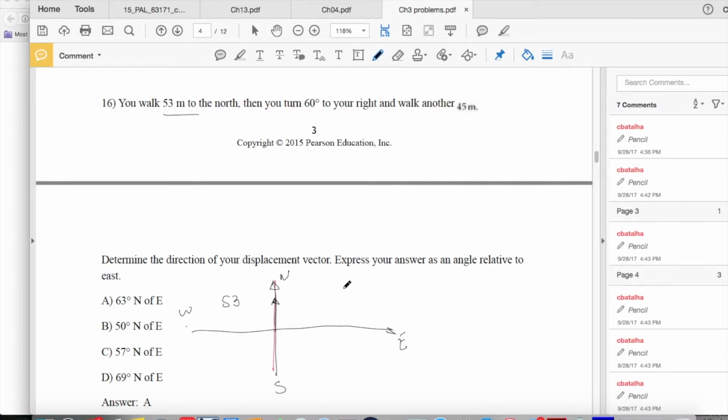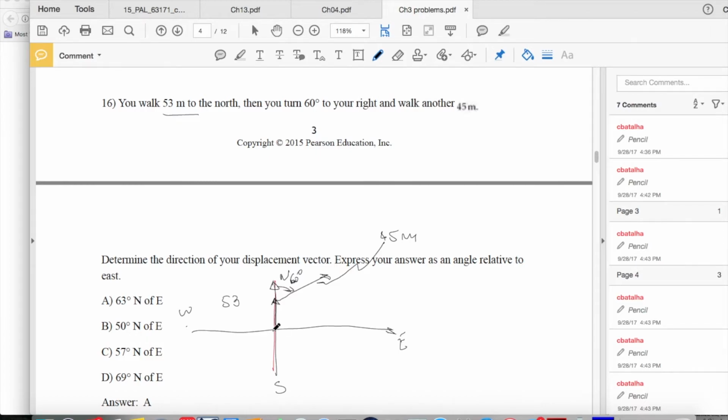And then you turn 60 degrees to your right and walk 45 meters. So 60 degrees is pretty much this. To your right, that's what we do. So 60 degrees right here. And then you walk, this is 45 meters. And determine the direction of your displacement vector and express your answer as an angle relative to east.